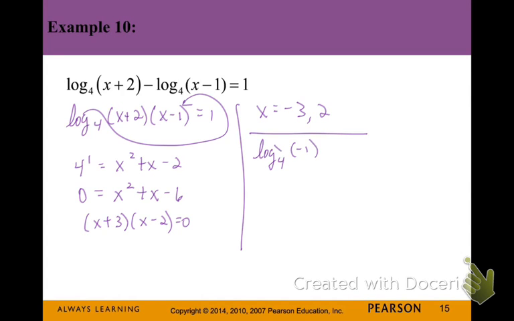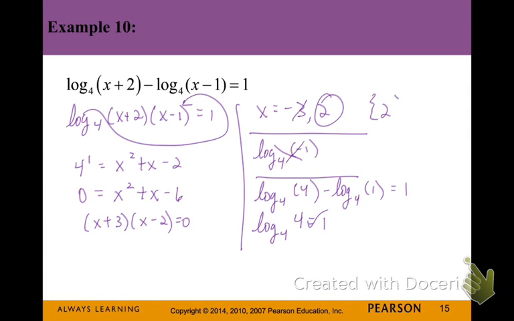When we check negative 3 right away, we stop because we can't have a negative log value. And when we check 2, we get a true statement. Because condensing, we divide. 4 divided by 1 is 4, and so log base 4 of 4 does equal 1. So our solution is 2.